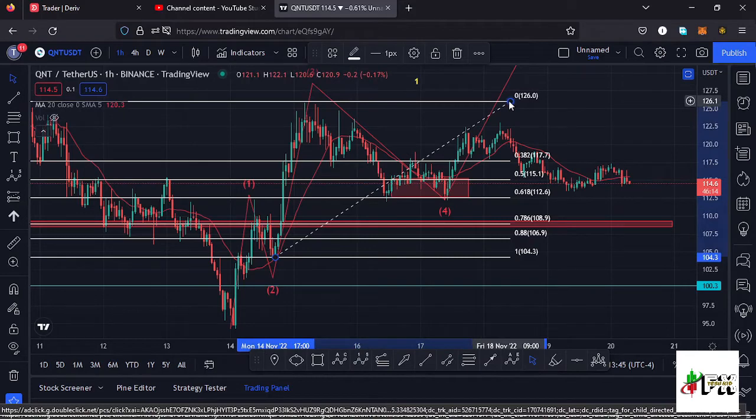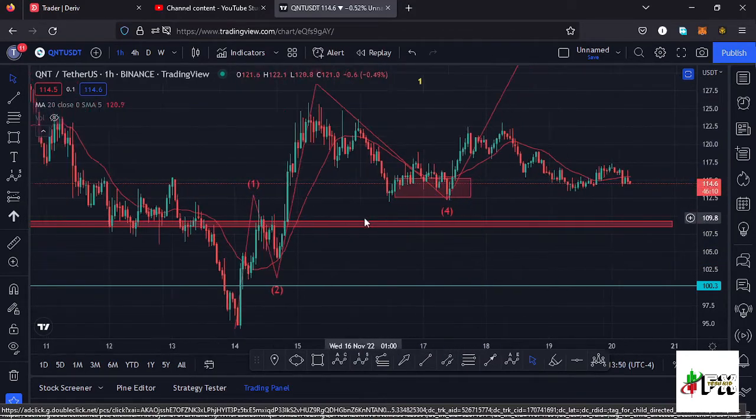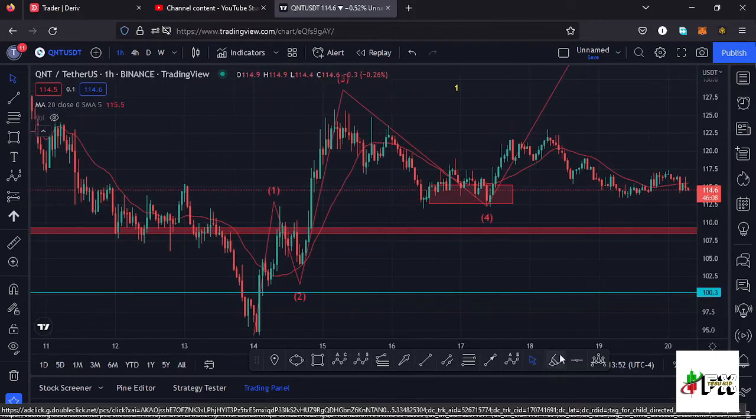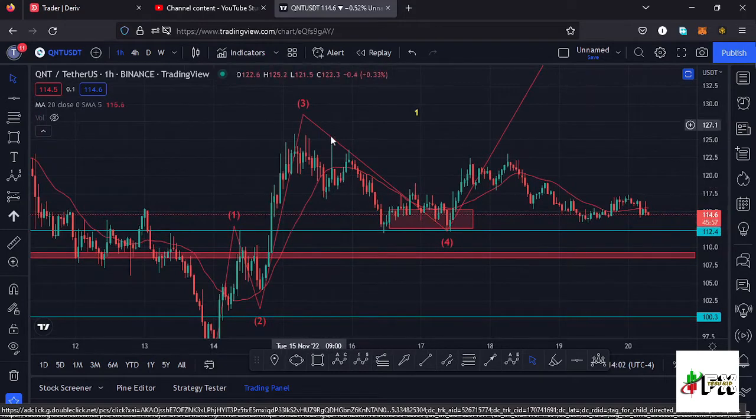But in this Elliott wave structure we have one issue over here. This wave 4 over here retraced into the high of the first wave. So if I mark the high of the first wave here on this chart, you can see that this wave 4 retraced into the high of that first wave, and having done so, that invalidates this Elliott wave structure to the upper side.